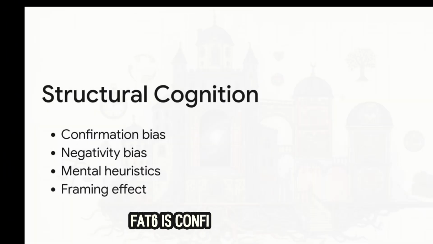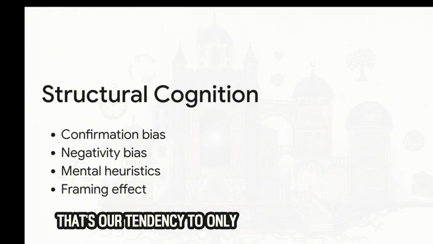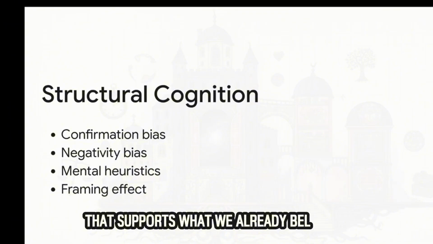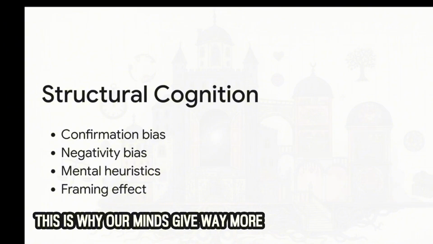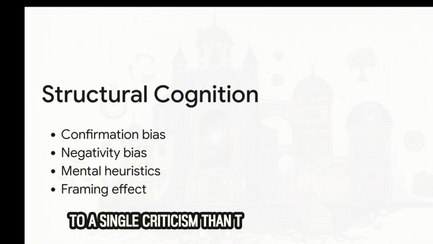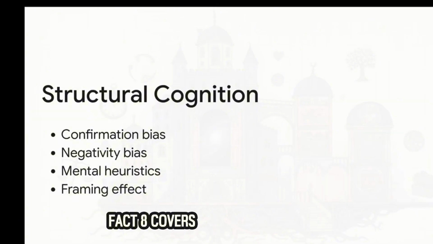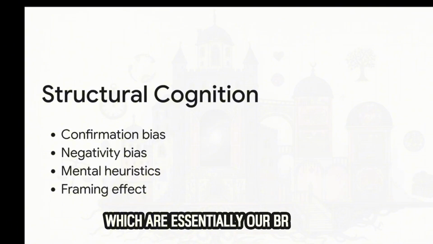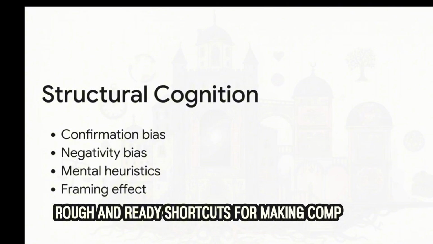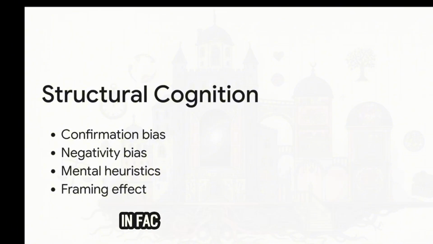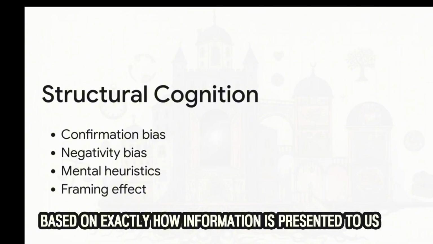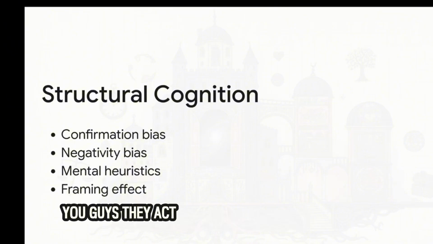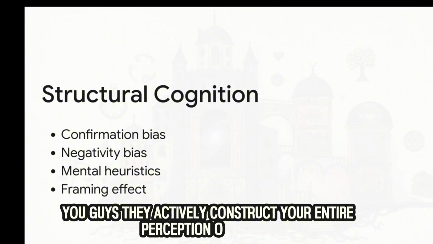Fact 6 is confirmation bias. That's our tendency to only notice information that supports what we already believe. Fact 7 is the negativity bias. This is why our minds give way more structural weight to a single criticism than to 10 compliments. Fact 8 covers mental heuristics, which are essentially our brain's rough-and-ready shortcuts for making complex decisions instantly. In fact 9, the framing effect proves our choices change entirely based on exactly how information is presented to us. These aren't just little quirks, you guys. They actively construct your entire perception of reality.